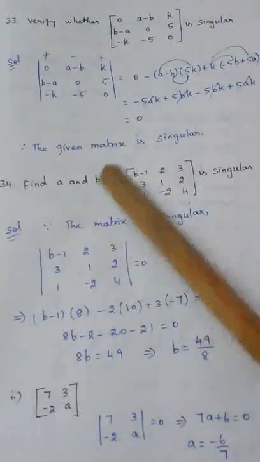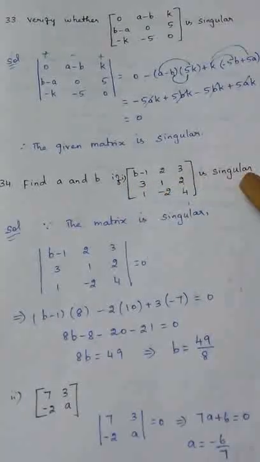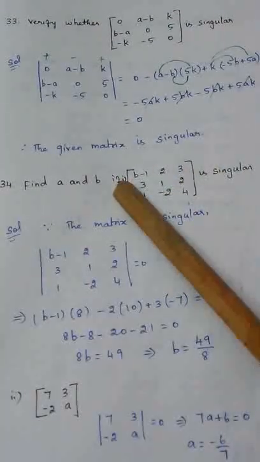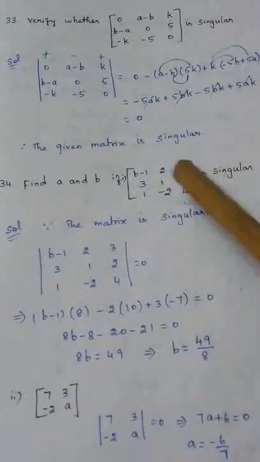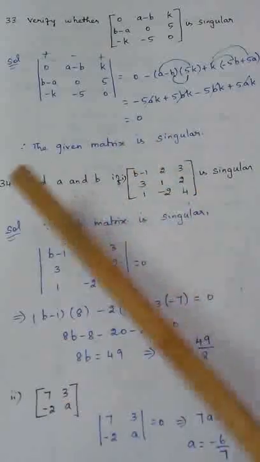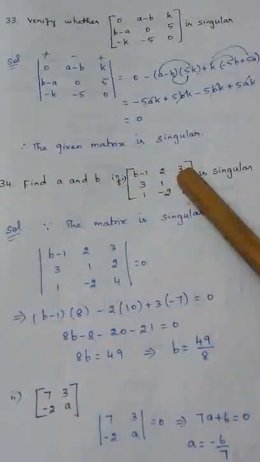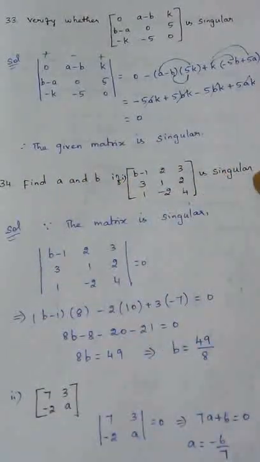Question number 34. Find A and B if this matrix is singular. This is the first subdivision. The second subdivision is this. This is also singular. So we need to find what is B and what is A. Find A and B if this matrix and this matrix are singular.